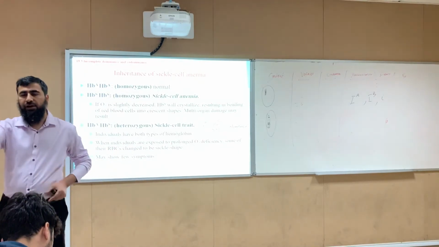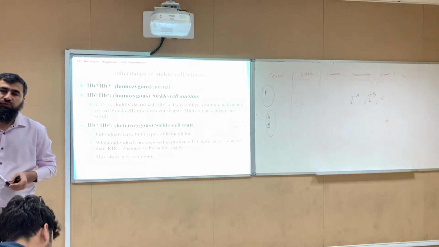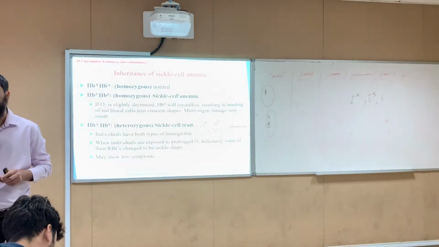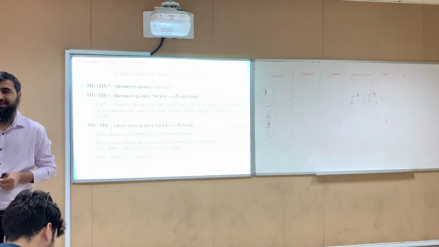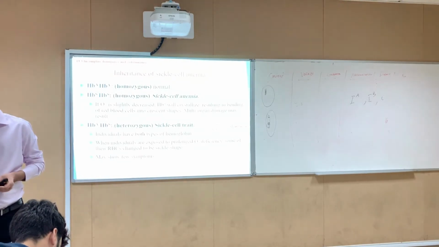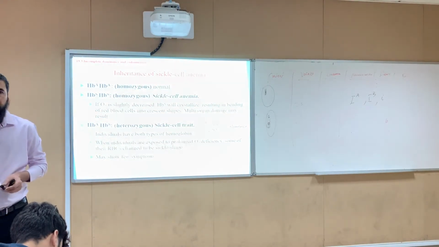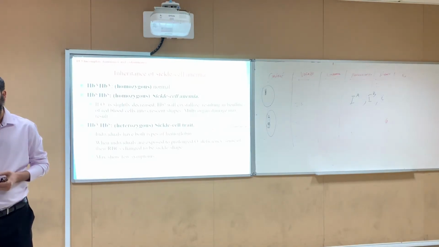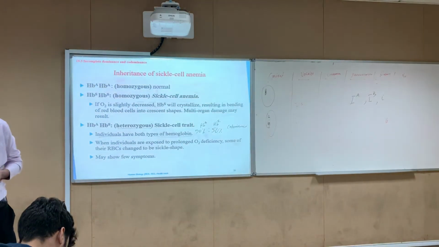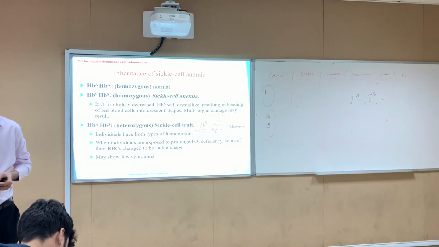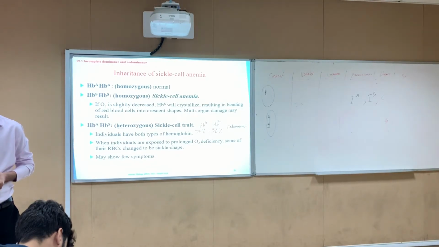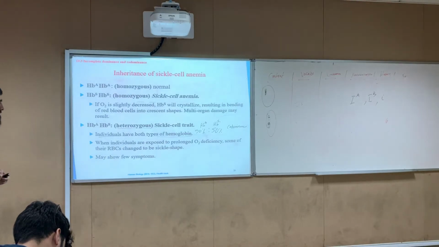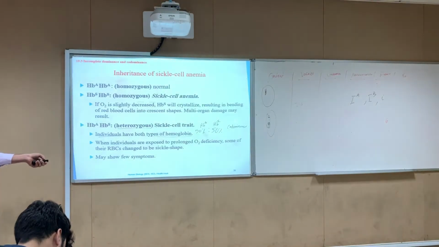Is it clear? Right there in the back: in what sort of condition would we see incomplete dominance in the sickle cell trait, in terms of the shape of the cell, in the carrier? Low oxygen. It's written right here.